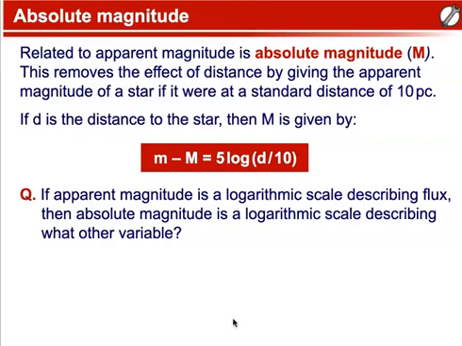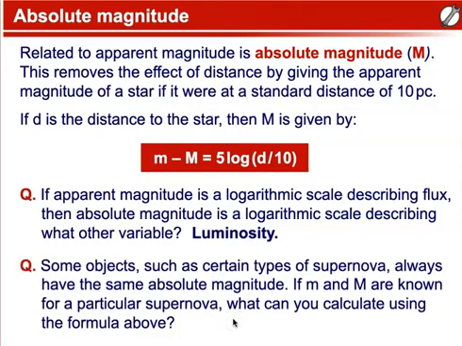If apparent magnitude is a logarithmic scale describing flux, then absolute magnitude is a logarithmic scale describing what other variable? It's luminosity. Some objects, such as certain types of supernova, always have the same absolute magnitude. If m and M are known for a particular supernova, what can you calculate using the formula above? You can calculate how far away that object is.